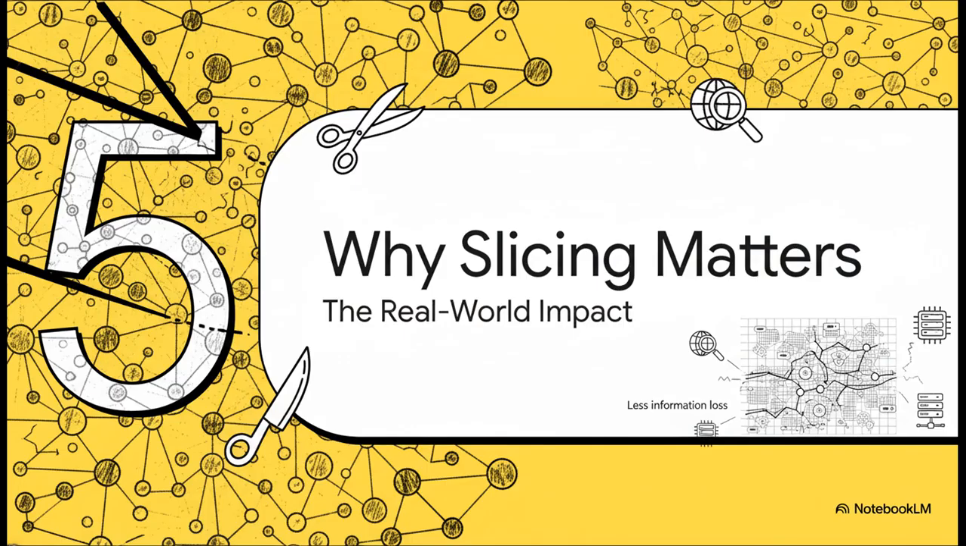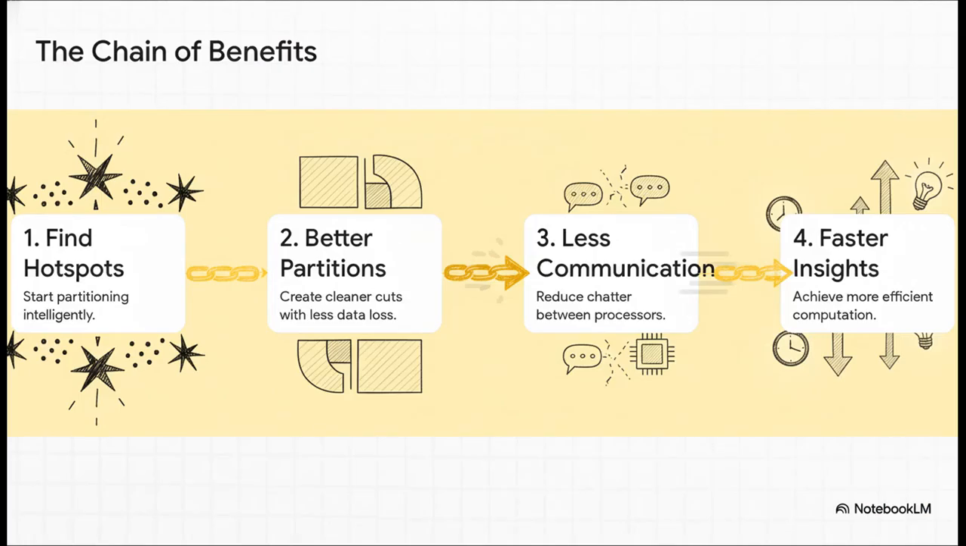Okay, that's a nice technical win, but what does it actually mean in the real world? It all comes together in this awesome chain of benefits. You start intelligently with hotspots, which leads to creating way better partitions. Those better partitions mean less communication between computers, and less communication means more efficient computation. The bottom line, you get your answers, your insights, much, much faster.